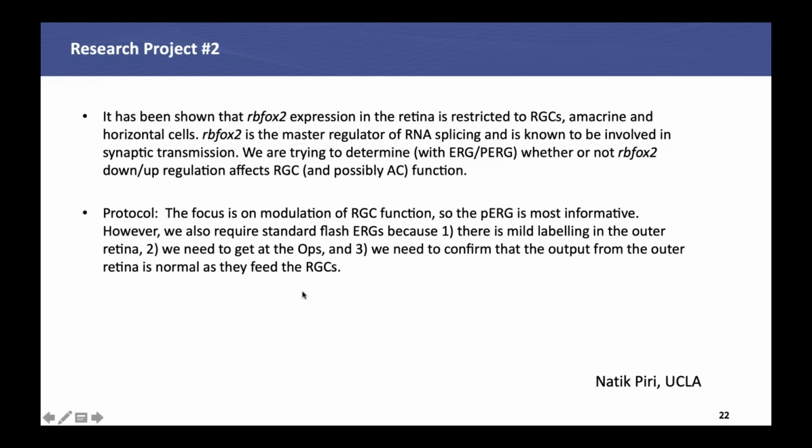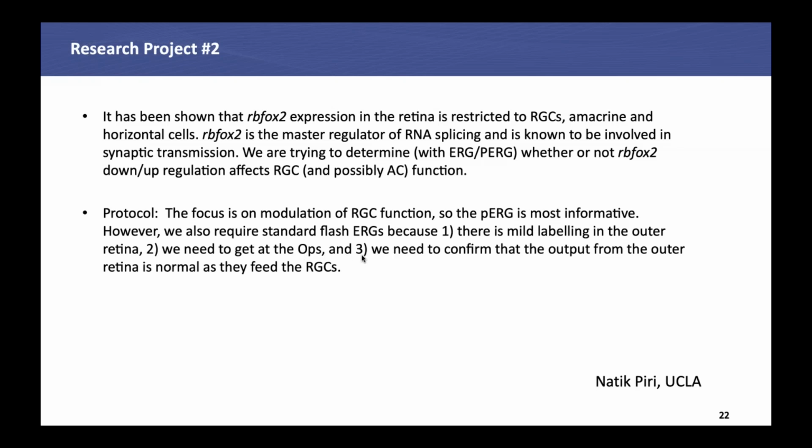So the basic protocol for this study, the focus is on the modulation of retinal ganglion cell function. So PERG is the most informative. However, we also require standard flash ERGs because we want to assess what this mild labeling in the outer retina is having. RBFOX labels in the outer retina a little bit. We also need to get at the flash OPs, and that's why we have to add a flash ERG.